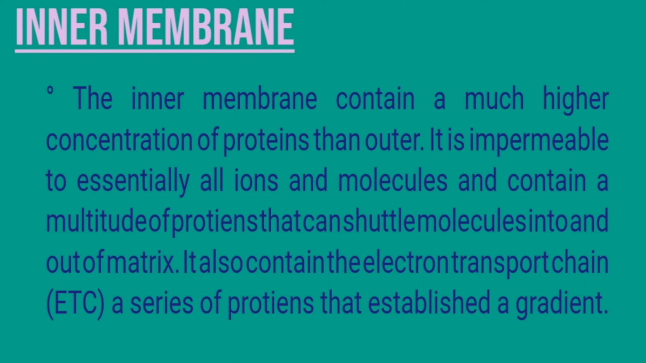Now, let's move on to the inner membrane. The inner membrane contains a much higher concentration of proteins than the outer. It's impermeable to essentially all ions and molecules and contains a multitude of proteins that can shuttle molecules into and out of the matrix. It also contains the electron transport chain, a series of proteins that establish a gradient. So the inner membrane is impermeable, so it cannot allow all the ions and molecules to go into the mitochondrial matrix. The protein concentration in the inner membrane is much higher than in the outer membrane.